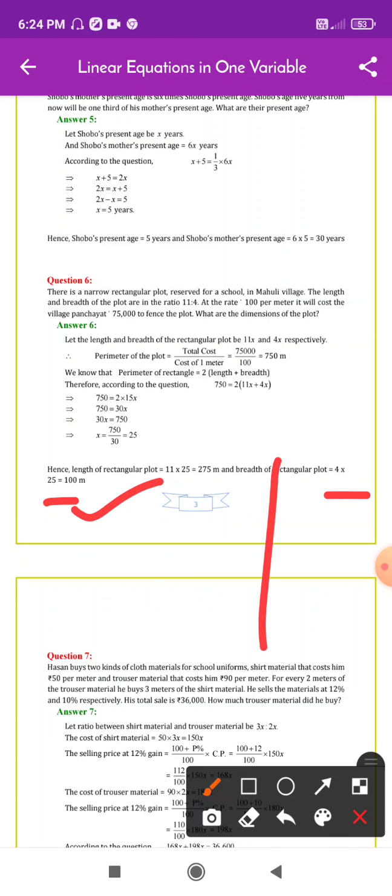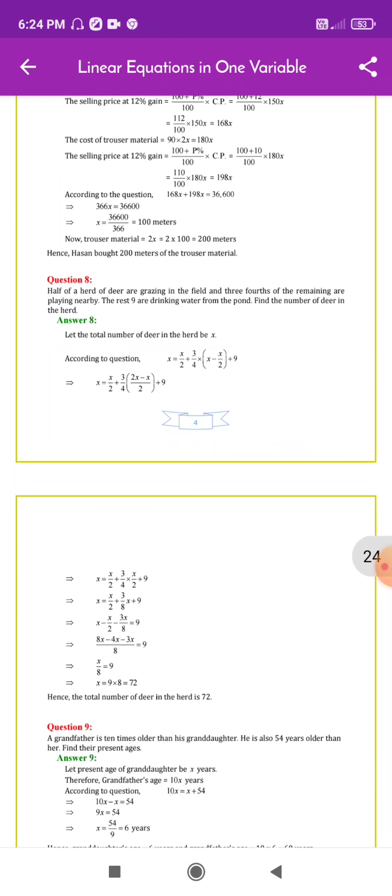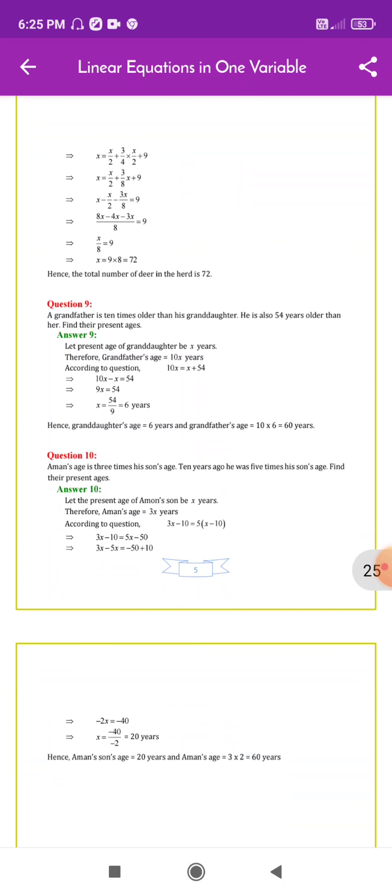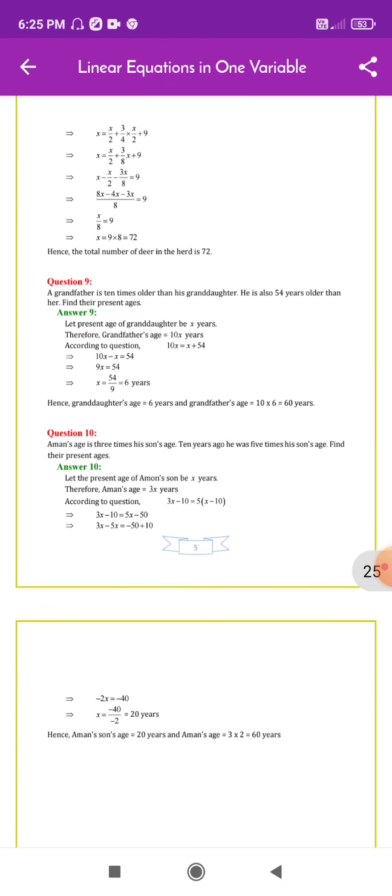Question number 7, students, do it on your own, it's not very hard. Okay, now go to question number 8 also, you can do it on your own. Question number 7, 8. Okay, now I'm going to explain question number 9. Okay, 9 and 10 both are the same. I'm explaining only one question.